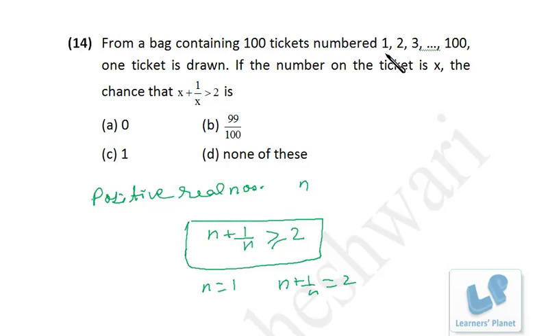Only this number 1, if x is 1, then 1 plus 1 will be equal to 2, but we want greater than 2, so all other numbers will produce results greater than 2 if written in x plus 1 by x format, right? So we have 99 choices out of 100, right? So if the number on the ticket is x, the chance that x plus 1 by x is greater than 2 will be 99 out of 100. Only 1 will not be there. And this is really an important property, it will be used at various places. So just remember that, and do not forget that we are talking about positive real numbers.